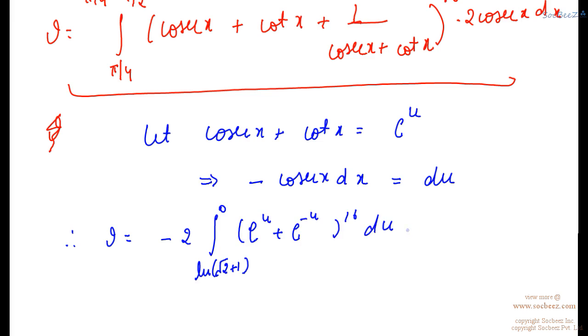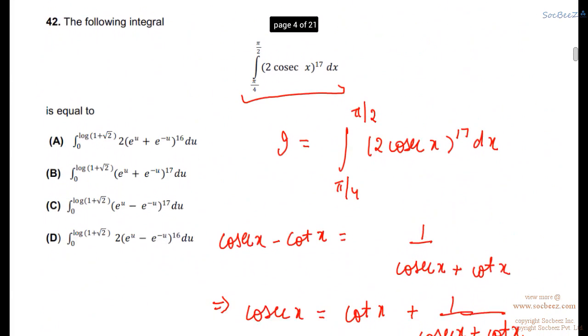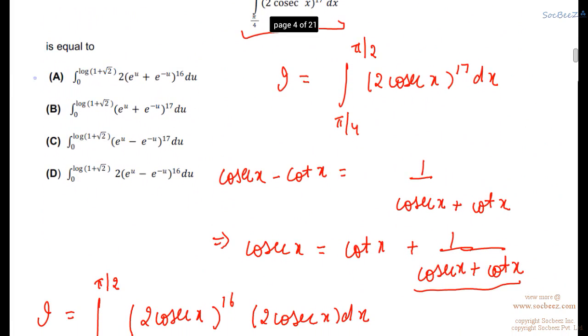which gets simplified as, if we interchange the limits here, integration from 0 to ln (root 2 plus 1) of 2 into (e raised to the power u plus e raised to the power minus u) raised to the power 16 du. Okay, so this is the answer here. So the correct option in this case is option A.